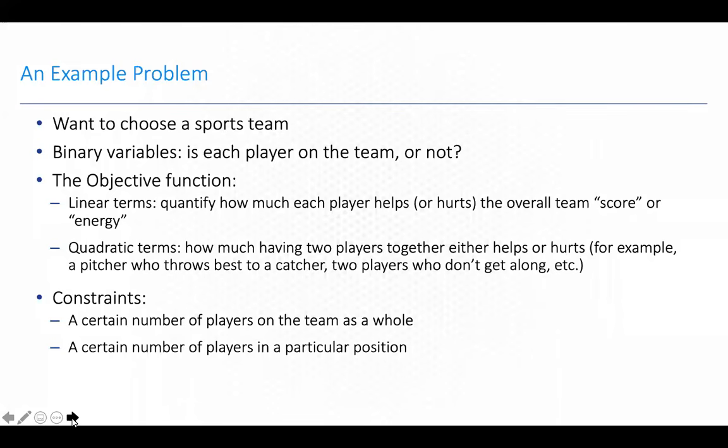But an example might be a pitcher that works best when there's the same catcher there all the time, or a football quarterback who has a favorite receiver, things like that, or 2 that just don't get along. And the constraints are basically, there's going to be a certain number of players that you have that can fill particular roles, and you can't have too many quarterbacks on a team. You can't have too many baseball catchers, for example, in a particular position. And then you also have constraints on the number of players that you can have as a whole.